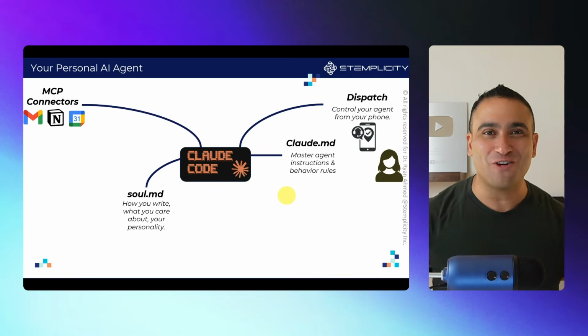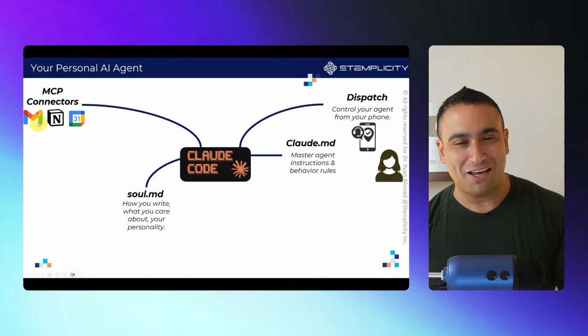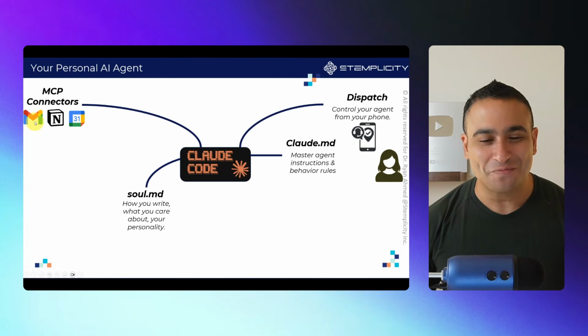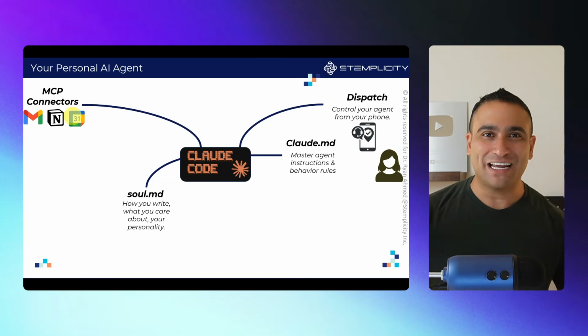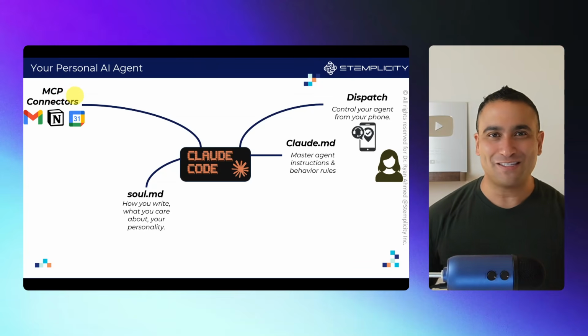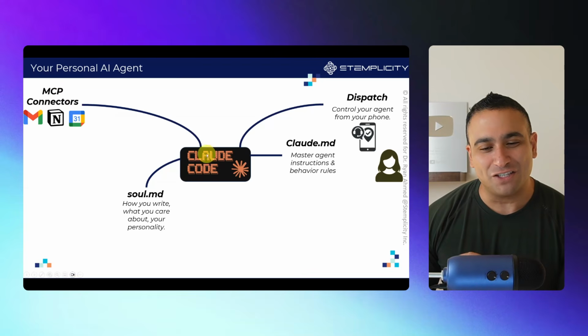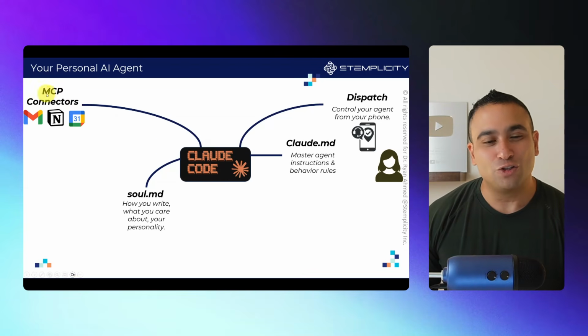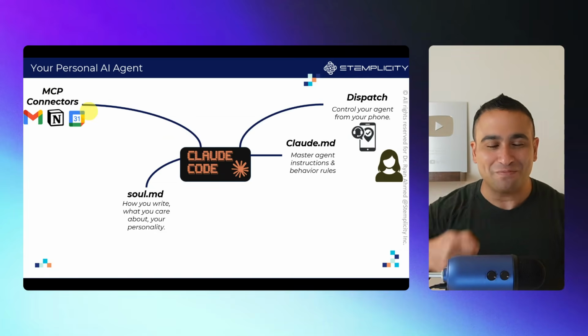Next, of course, I need to connect my agent to the world. So I'm going to give it access to my Gmail, to Notion, and also to my Google Calendar. Of course, we're going to use MCP, or Model Context Protocol. Think of this, as I mentioned before, as just a standardized way for the agent, which is Claude Code here, to talk to the world. It's like a USB-C port, plug and play.